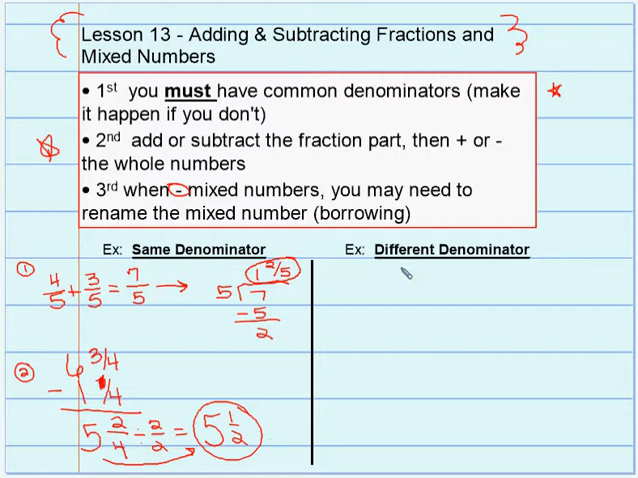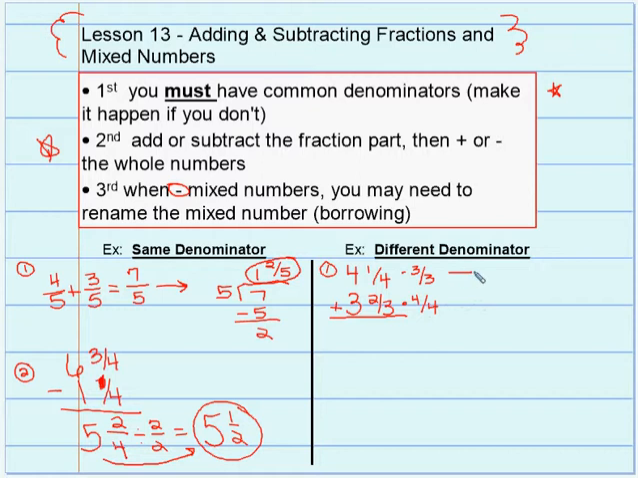Let's do a couple examples with different denominators. Here's example 1. We have 4 1/4 plus 3 2/3. Okay, we're going to add those two together. Now notice 4 and 3 are not the same numbers, so we need to get a common denominator. And in this case, we would multiply by 3/3 in the top number, and the bottom number here would be times 4/4. That'll give us a denominator of 12.